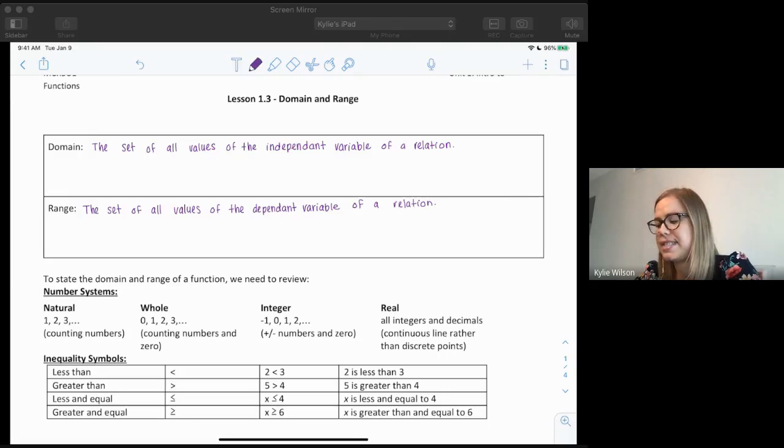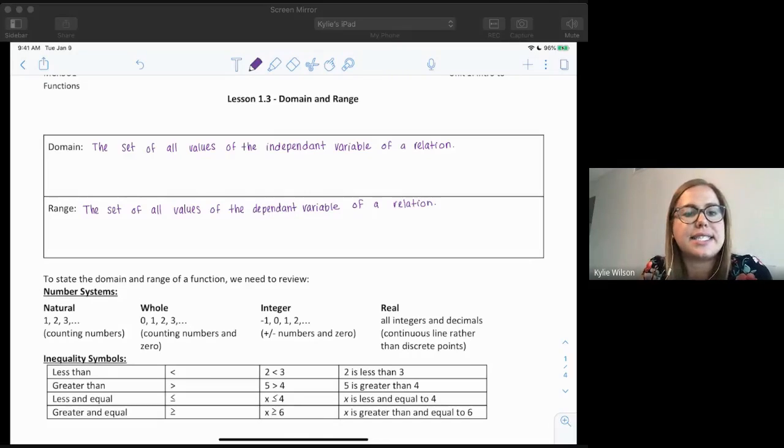Domain is the set of all values of the independent variable of a relation. In other words, what are all the values that x could take? Is x limited to any specific values? Is there anything x cannot be? That's what we want to state in our domain. Our range is the similar idea, but for our y's. So it's basically the set of all the values that our dependent variable can take. So what values can y have, in other words?